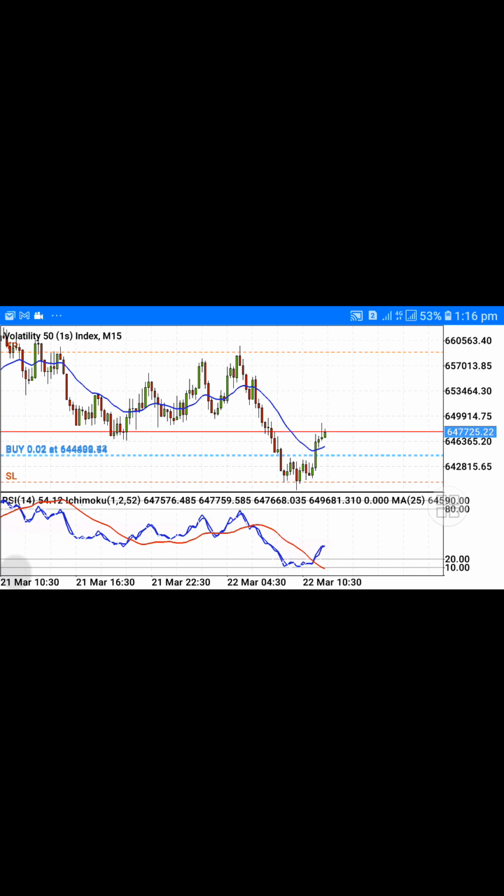Remember, this pair is very volatile. So if you get it right, you can use a good lot size and enter a trade and make money, even if you don't wish to hold the trade for a long time. Once it runs some time, you see some good profit that you can close out if you wish to close out.